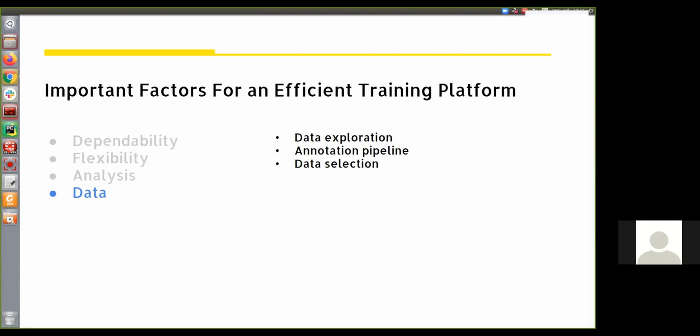So going back to our factors to consider for efficient platforms, of course, no deep learning without data, when needed, selecting it, digesting it. It is a crucial part of any machine learning endeavor.